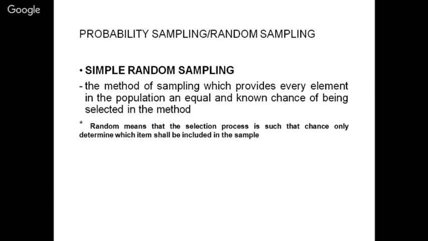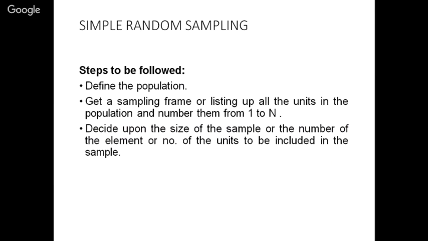Random doesn't mean that I am randomly selecting the sampling unit from that particular population. It means it's not a haphazard or hit-or-miss kind of technique. It means that the selection process is such that chance will determine which item shall be included in the sample. Selection of the sample is totally dependent upon chance. It doesn't depend upon the personal biases of the researcher. This is considered as simple random technique.